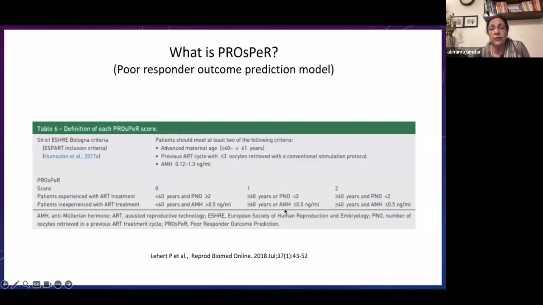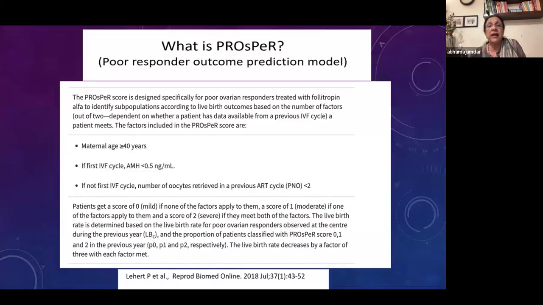Here it is either of the two things: either she's more than 40 years or her AMH is less than 0.5. One of the two things must be there. And here both things are all right, that she's less than 40 and her AMH is more than 0.5, then she gets a 0 score. So what is PROSPER and what is this prediction model? Patients get a score of 0 if none of the factors apply to them, a score of 1 if one of the factors applies, and a score of 2, like I explained, if they meet both factors.